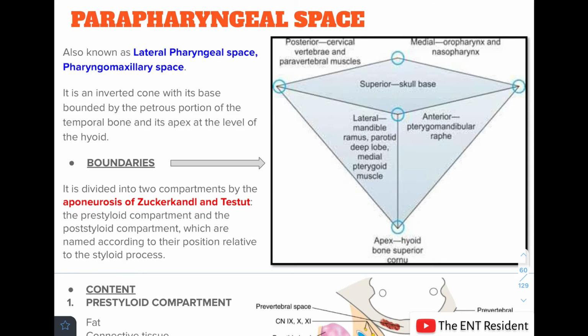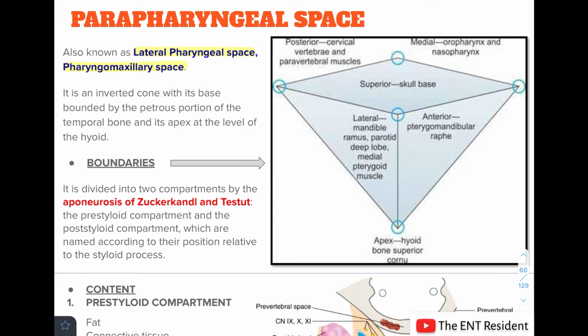Parapharyngeal space is also known as the lateral pharyngeal space or the pharyngomaxillary space. It is an inverted cone with its base bounded by the petrous portion of the temporal bone and its apex lying at the level of the hyoid. It is divided into two compartments by the aponeurosis of Zuckerkandl and Testut, the pre-styloid compartment and the post-styloid compartment, which are named according to their position relative to the styloid process.